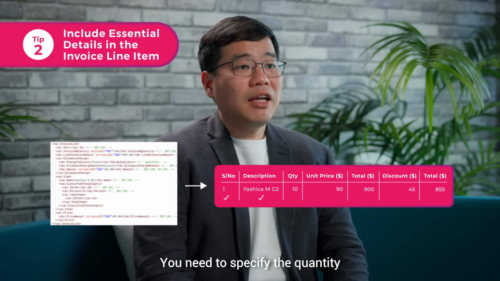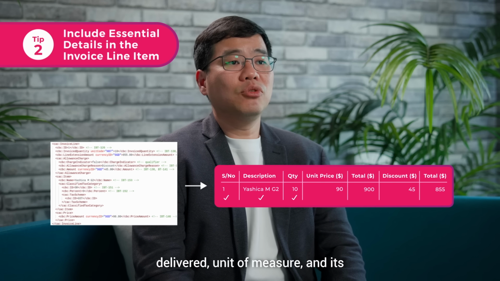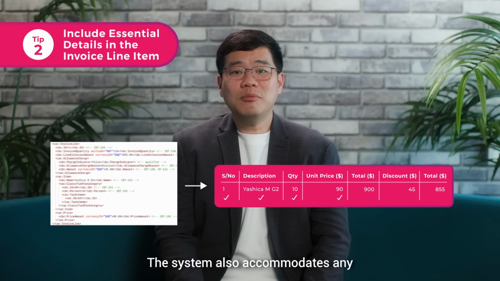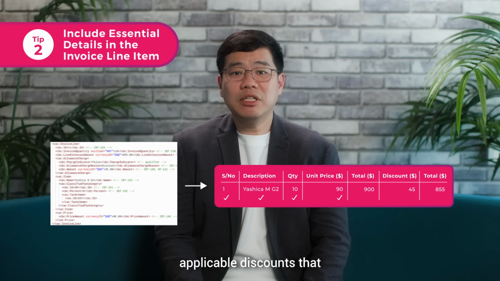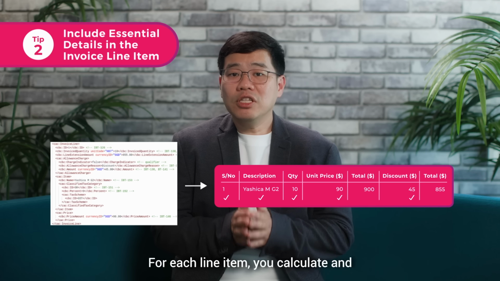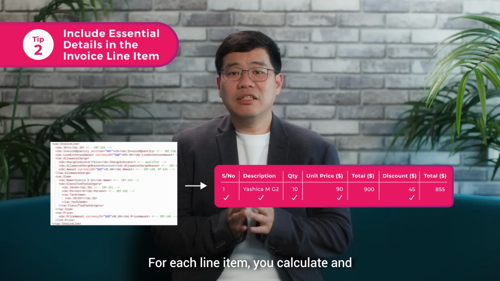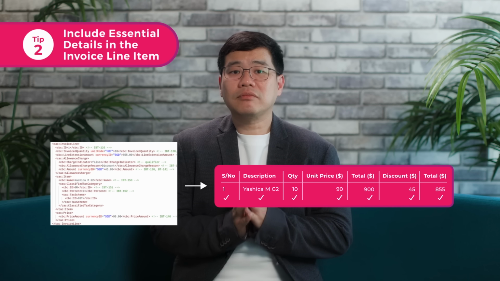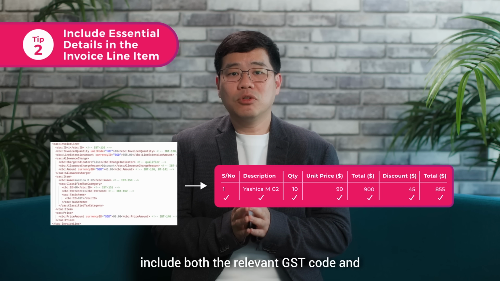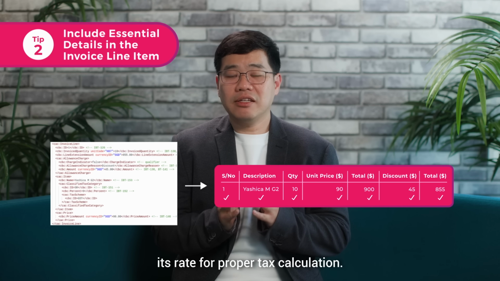You need to specify the quantity delivered, unit of measure, and its corresponding unit price. The system also accommodates any applicable discounts that may affect the final pricing. For each line item, you calculate and display the total amount. Importantly, when GST applies, you must include both the relevant GST code and its rate for proper tax calculation.